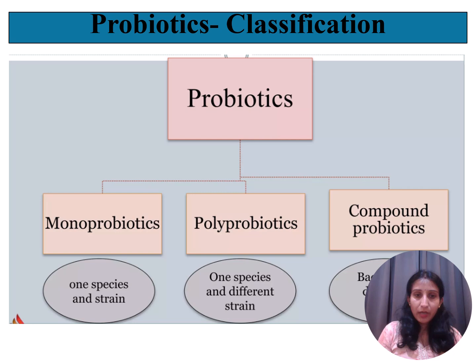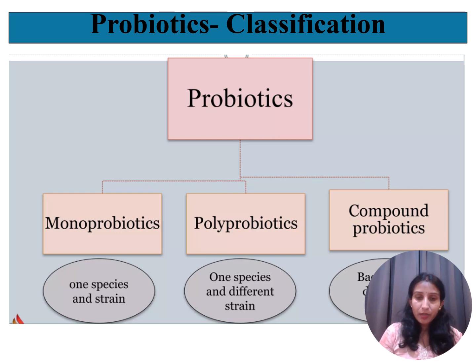This slide shows how we classify probiotic microorganisms which are available in the market. The probiotics are classified as monoprobiotics, polyprobiotics, and compound probiotics. What are monoprobiotics? These are probiotics which comprise just one species and one strain. An example could be a probiotic capsule, tablet or powder which comprises just one species and one strain, such as Lactobacillus rhamnosus GG. Lactobacillus is the genus name, rhamnosus is the species name, and the strain name is GG. Monoprobiotics are probiotics with just one species and one strain, for example Lactobacillus rhamnosus GG.